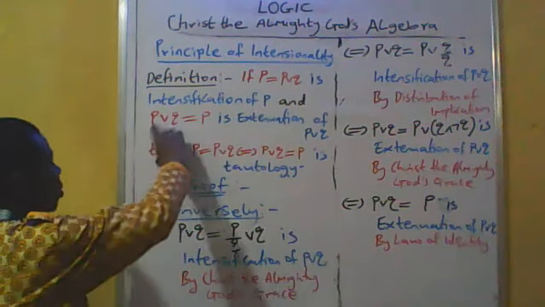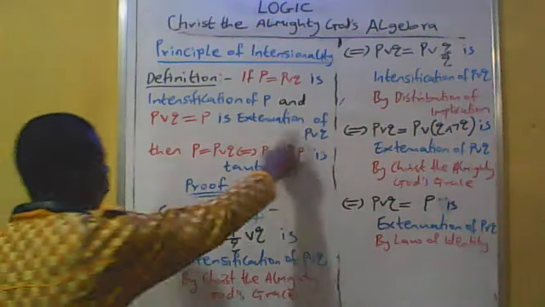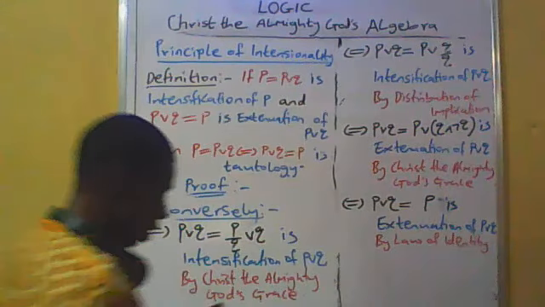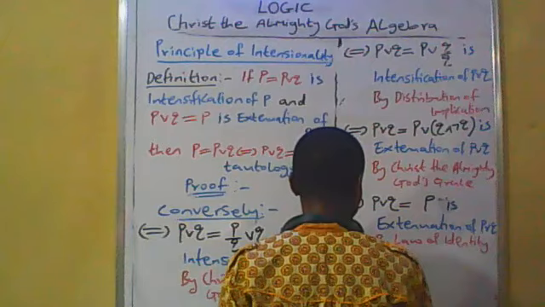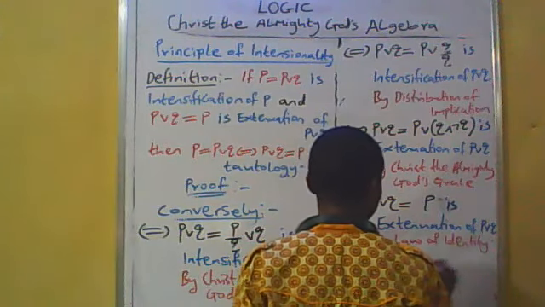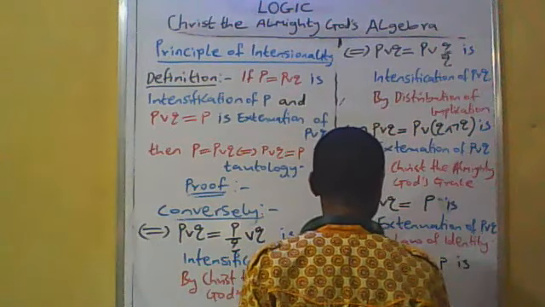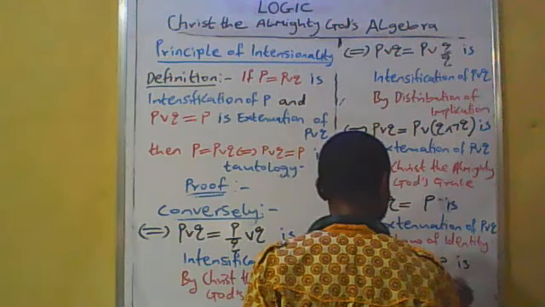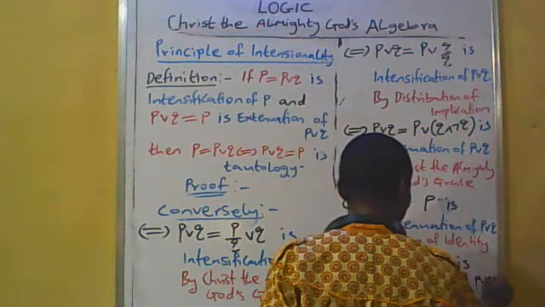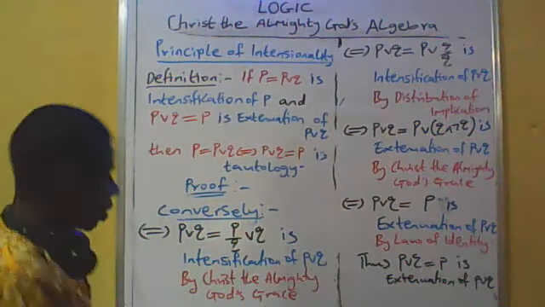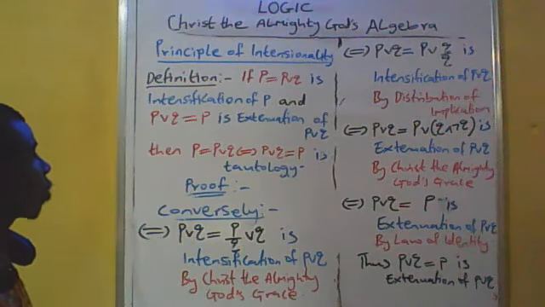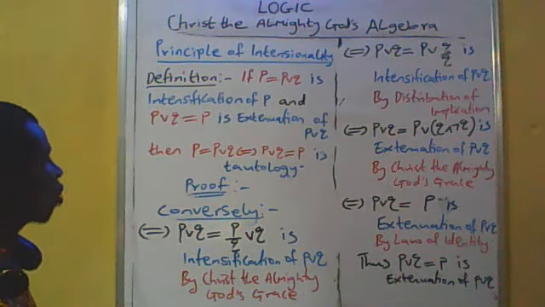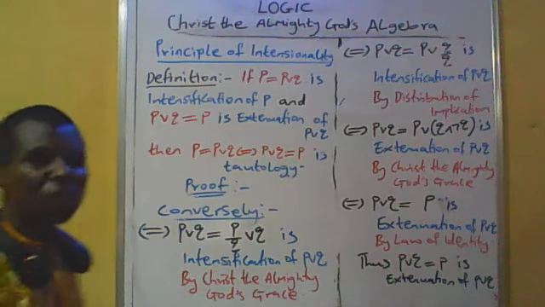We have now proved that P or Q is equal to P is an extenuation of P or Q. Having proved that P is equal to P or Q is an intensification of P, and P or Q is equal to P is an extenuation of P or Q, we then conclude.